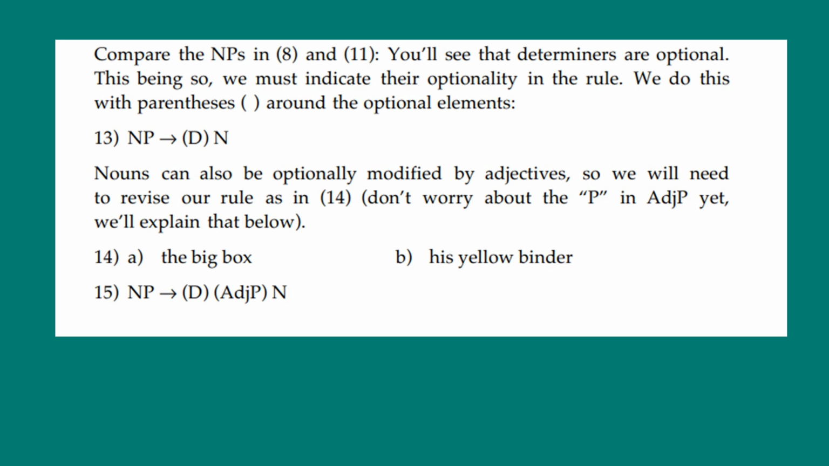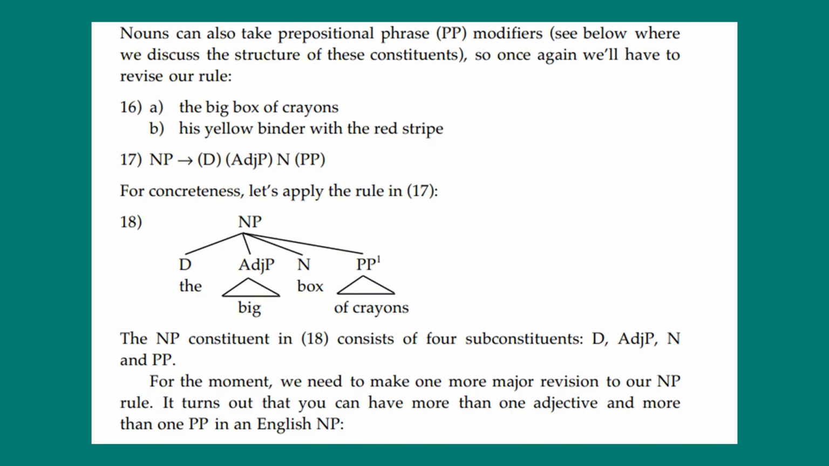Nouns can also be optionally modified by adjectives, so we will need to revise our rule as in number 14, but don't worry about the P in adjective P yet, we'll explain that below. The big box, which is the letter A, and letter B, his yellow binder. So NP to (D) (AdjP) N. Nouns can also take prepositional phrase modifiers. See below where we discuss the structure of these constituents. So once again, we'll have to revise our rule. A, the big box of crayons. B, his yellow binder with a red stripe. NP to (D) (AdjP) N (PP).